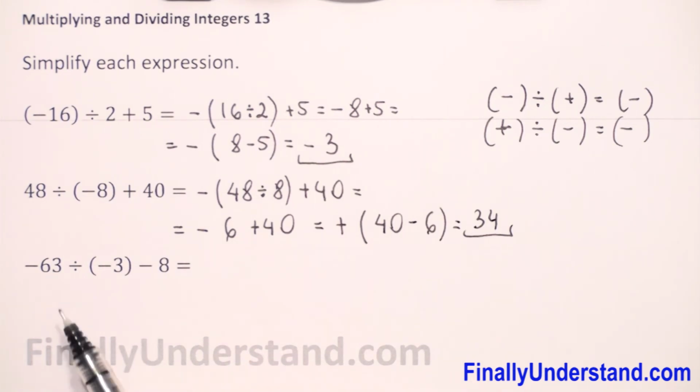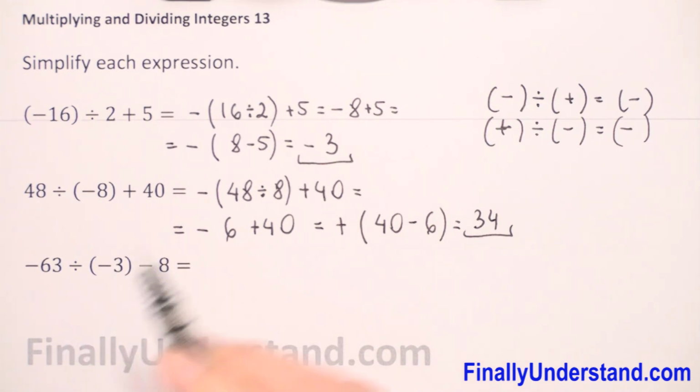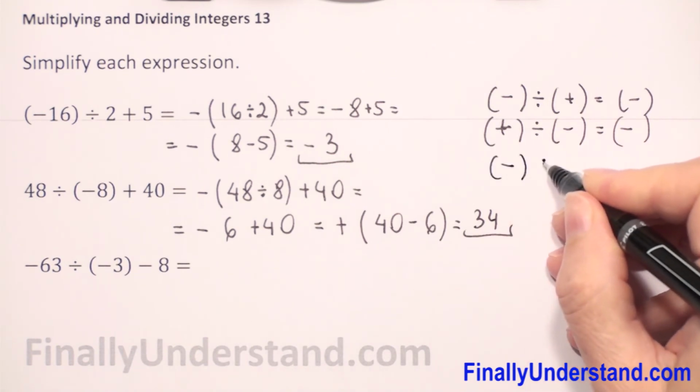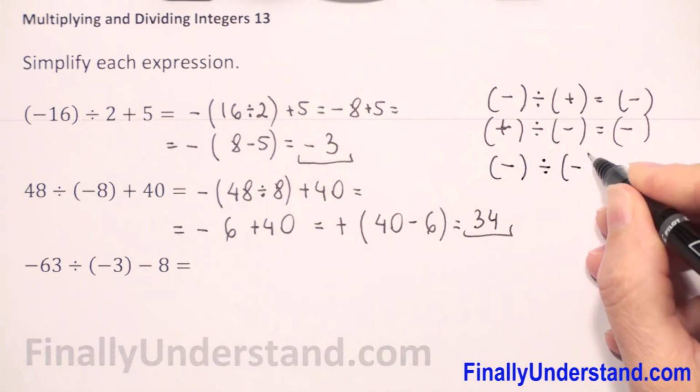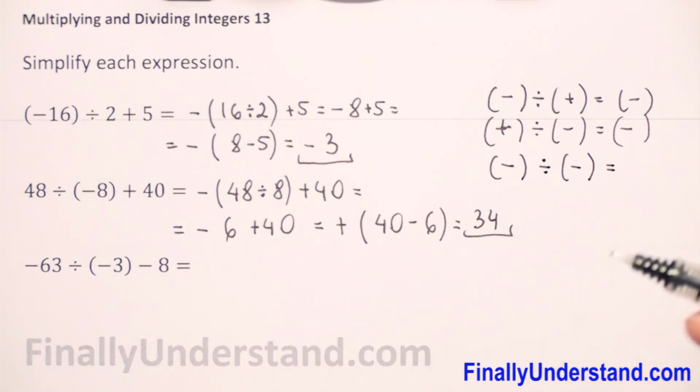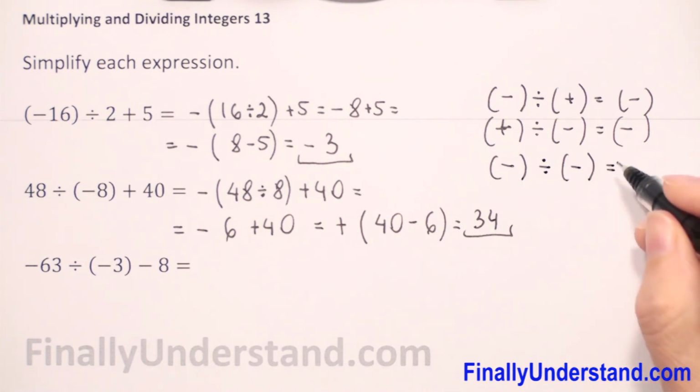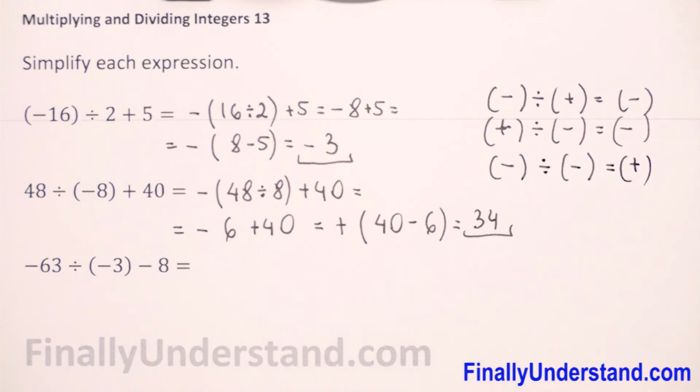And the last example, we have negative 63 divided by negative 3 minus 8. We have division and subtraction. The order of operations for positive numbers and negative is the same. So first we have to start from division. Next we will do subtraction. We have division of two negative numbers. When we divide two negative numbers or we multiply two negative numbers, the answer is always positive.